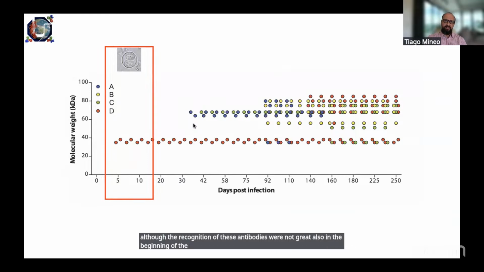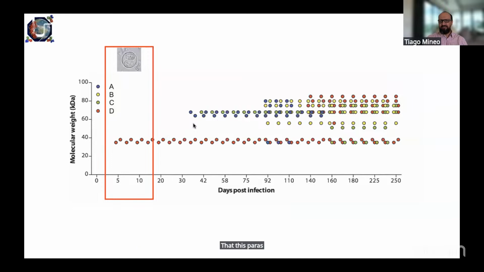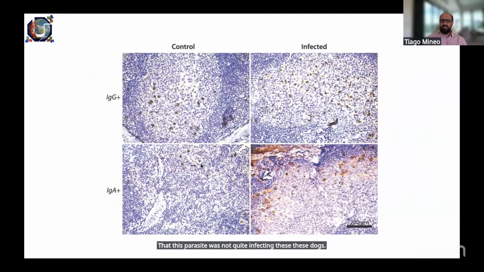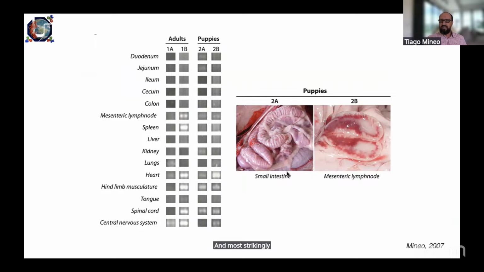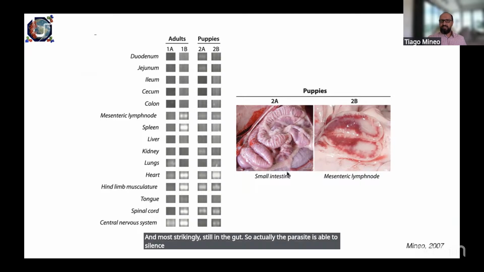So everything led us to believe that this parasite was not quite infecting these dogs, but when we looked at the dogs' tissues after around a year and a half after the infection, the parasite was still in the tissues and, most strikingly, still in the gut. So actually the parasite is able to silence the immune system of these dogs, and they're not able to respond.